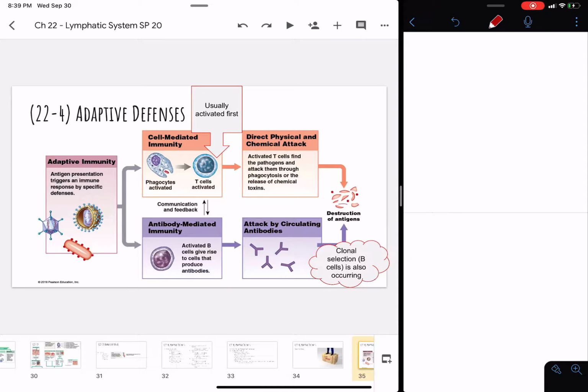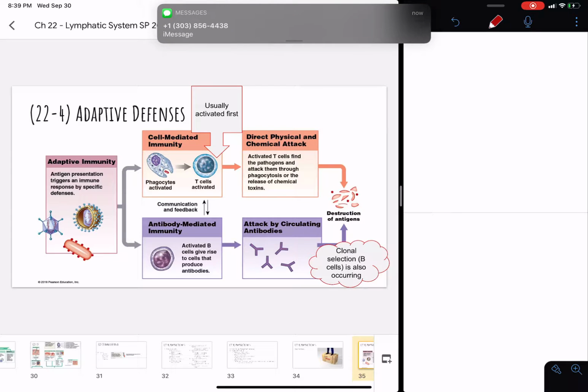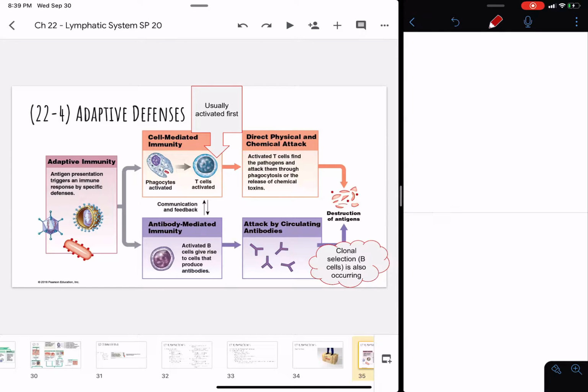As a result of this communication, the B cells start making plasma cells, and those plasma cells start making antibodies. We call this mass production of plasma cells, which will each individually produce a bunch of antibodies, clonal selection. So they're cloning themselves to make more B cells that can produce a bunch of antibodies.